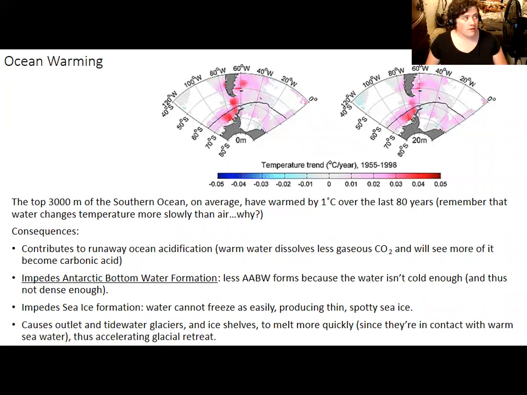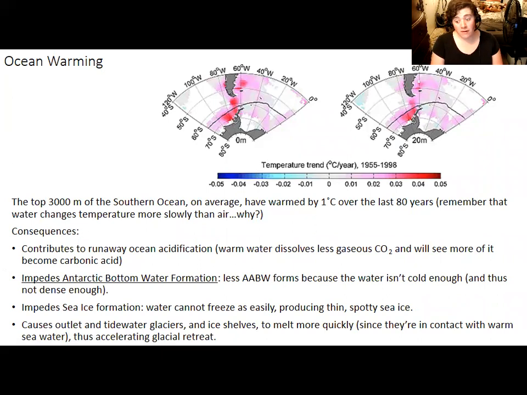So even a pretty minuscule seeming change in the number of degrees Celsius of the water is pretty alarming. One degree Celsius over 80 years in the Southern Ocean is actually a pretty dramatic change, considering the high heat capacity of water. And warming water has a number of consequences.